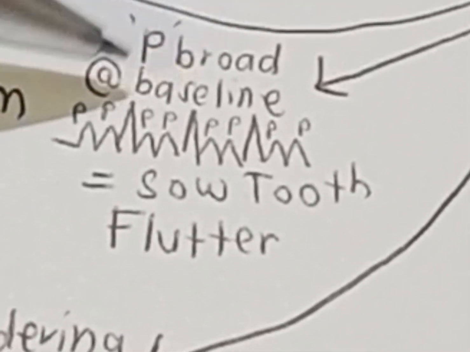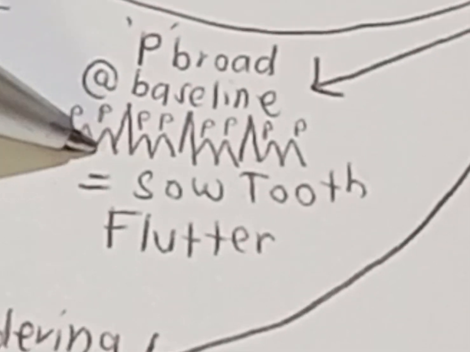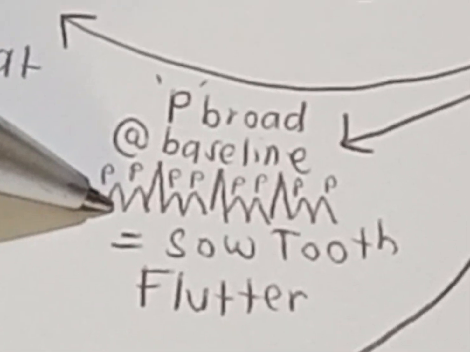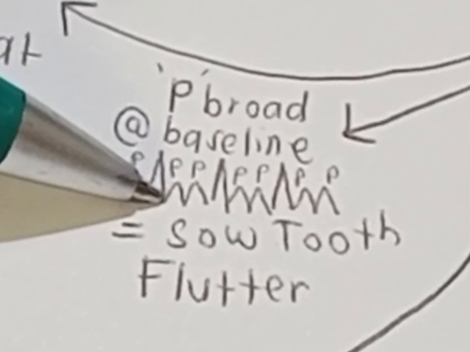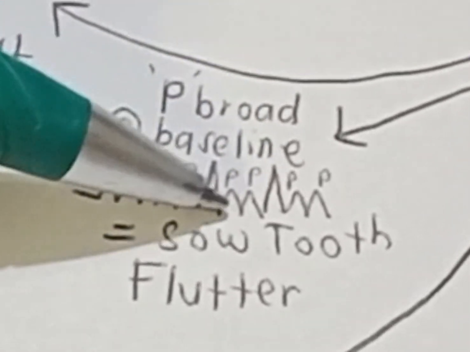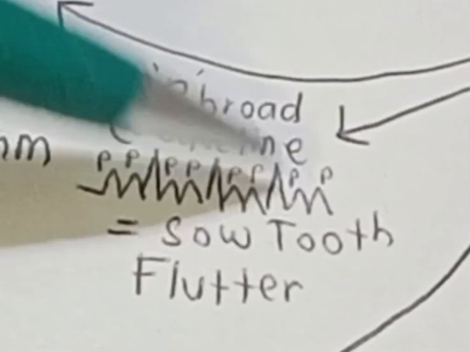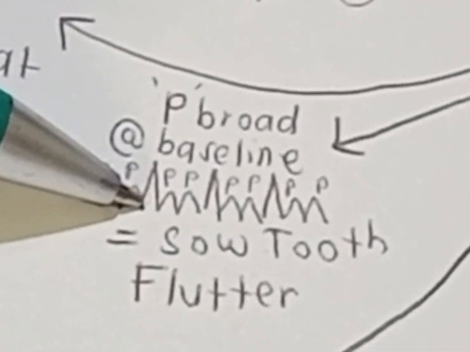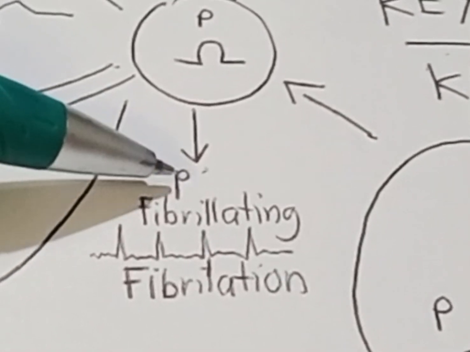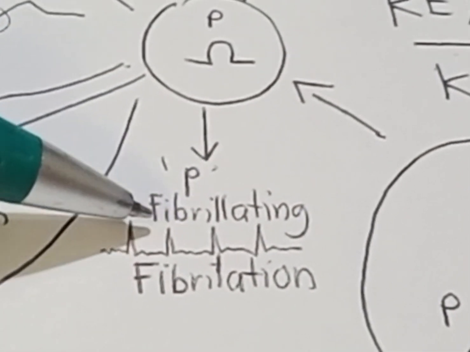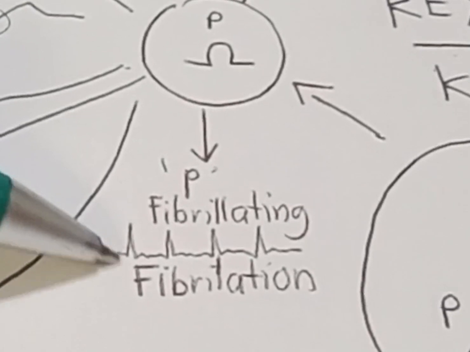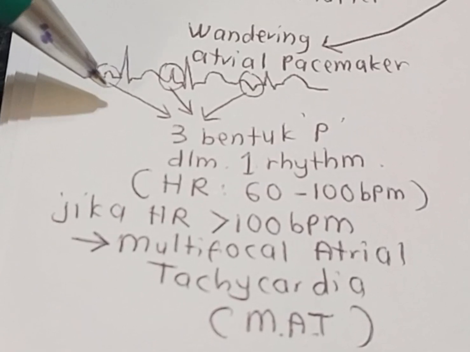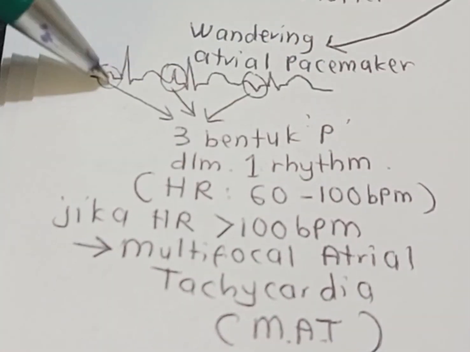The P wave is broad at baseline. Baseline means the isoelectric line. P broad, narrow QRS. This is what we call sawtooth. This sawtooth is flutter. This is atrial flutter. We might see the P wave fibrillating. It looks like shivering. It looks like fibrillation. This is atrial fibrillation.